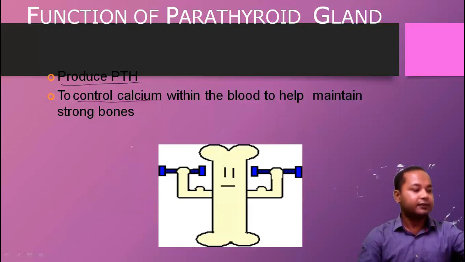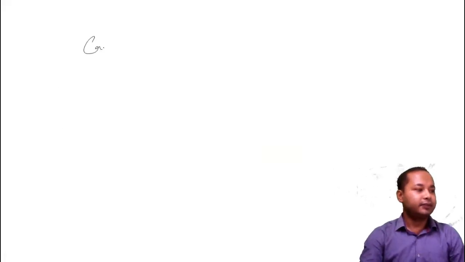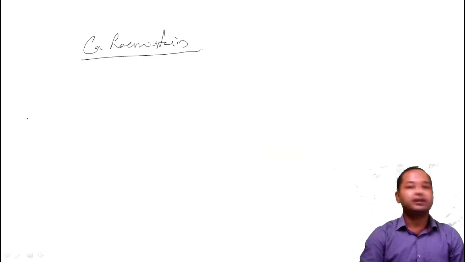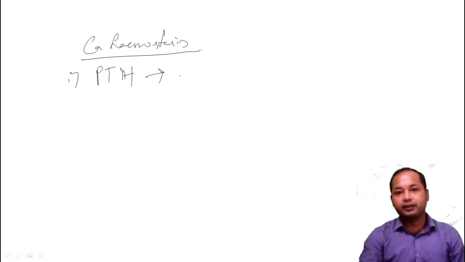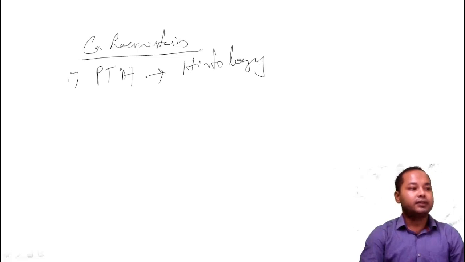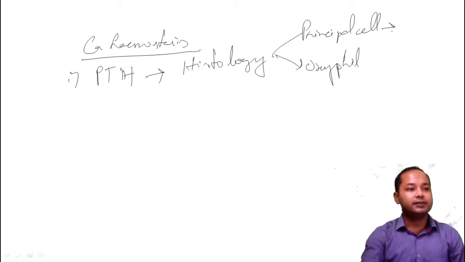So I will show you that the calcium homeostasis, that is the level of calcium that is to be present, is actually controlled by three things. Number one is parathyroid hormone, and in the microscopic anatomy, there are basically two cell clusters in the histology of the parathyroid. One is the principal cell and one is the oxyphil cell. The function of oxyphil cell is not so clear, but the principal cell is related to the production of parathyroid hormone.